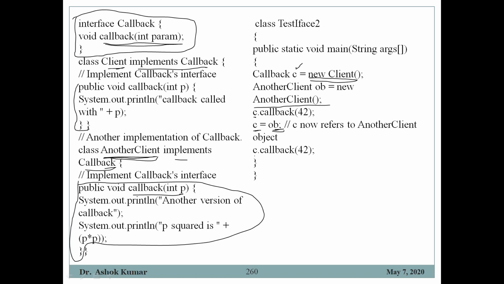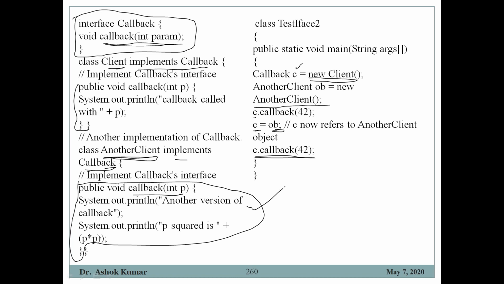Now if you call c.callback, it will call the second method of the another client class, and 42 will be passed as a parameter. With this you will get another version of callback, p squared, 42 into 42. This you will get on your screen.